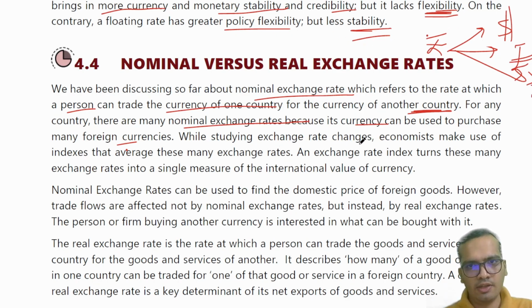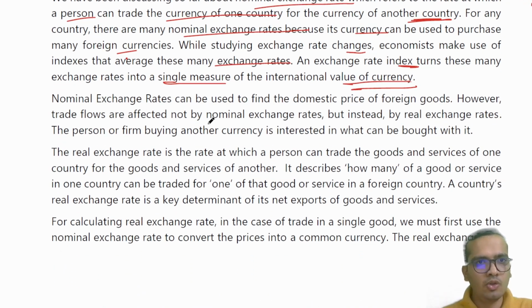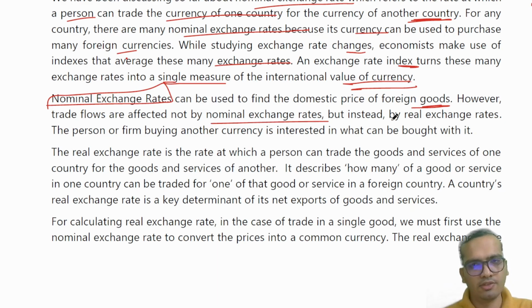While studying exchange rate changes, economists make use of these indexes that average these many exchange rates. So exchange rate index turns these many exchange rates into a single measure for the international value of currency. So nominal exchange rate can be used to find the domestic price of the goods. Nominal exchange rate, NER. However, trade flows are not affected by nominal exchange rates, but instead by real exchange rate.